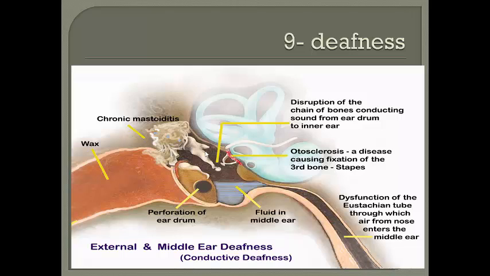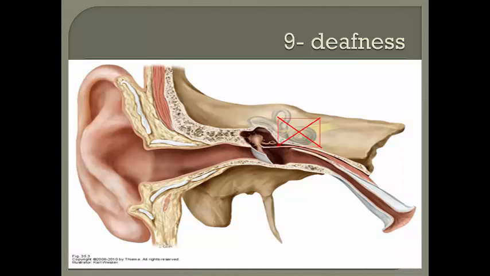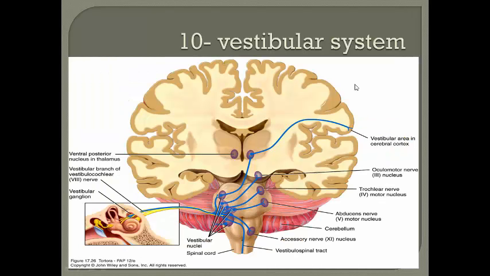The second type is sensory neural hearing loss. Sensory neural is seen due to damage in the cochlea, the auditory nerve fibers, or the central pathways of the brain. This is an important part and should be known. This is what we call deafness.